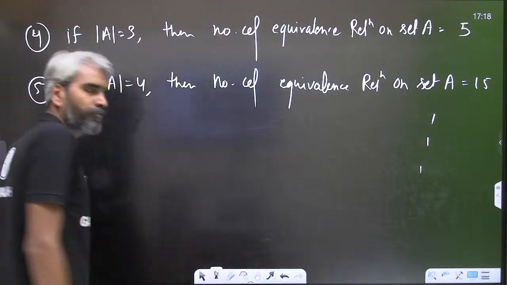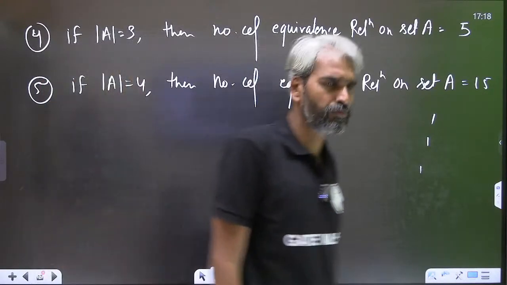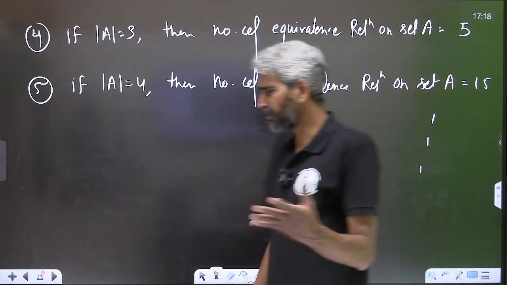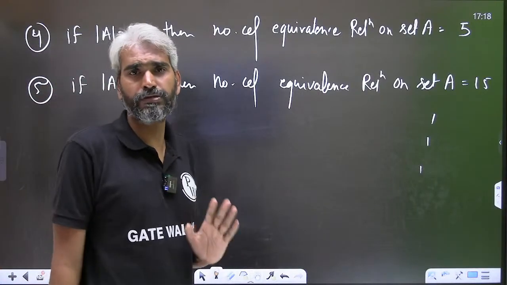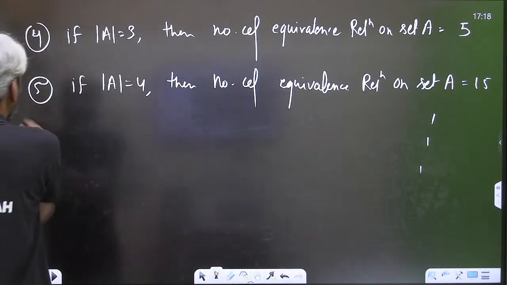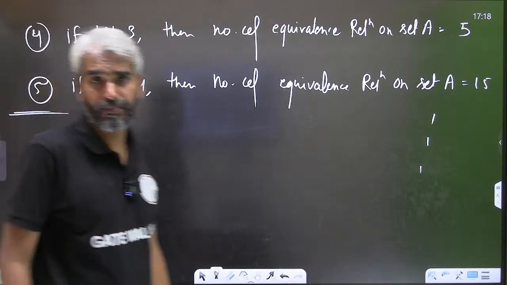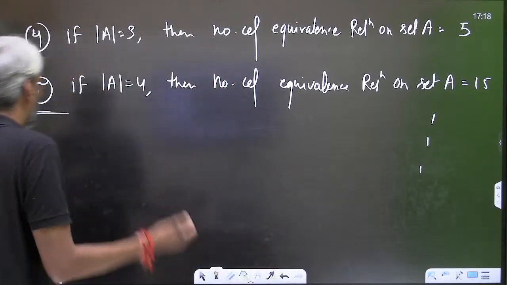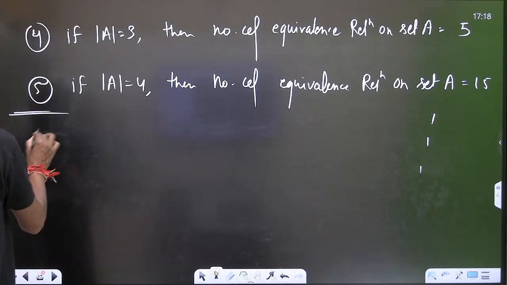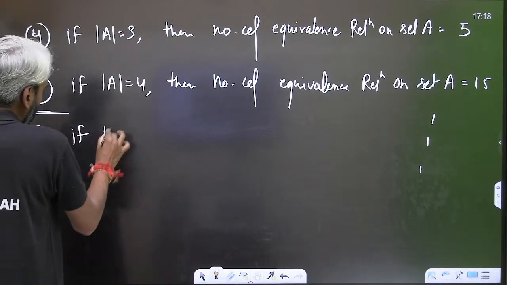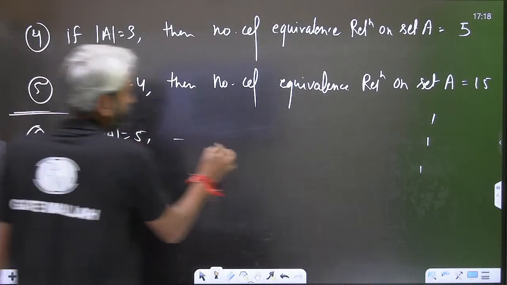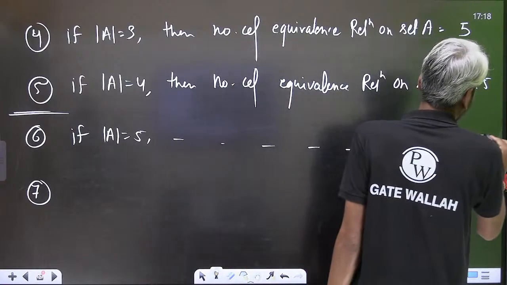There's a concept of the Bell triangle, but I'm not going to deal with it in this particular class, because any question that can be solved using the Bell triangle can be solved if you remember the concept up to this point. Or, if you need two more things, then 6 and 7 will be. So if you remember this much, if mod A equals 5, then the number of equivalence relations will be 52.